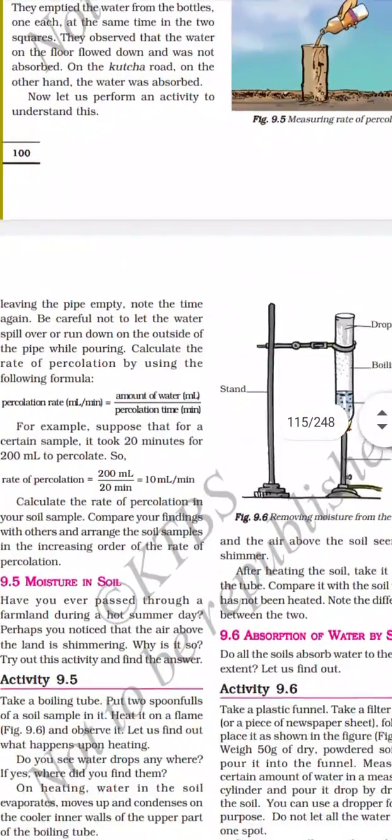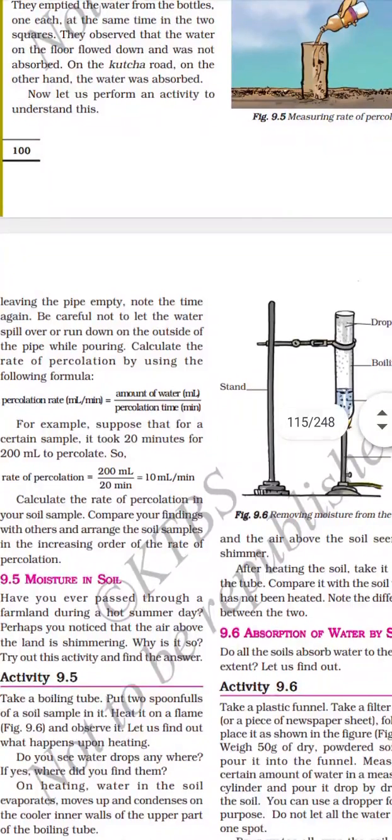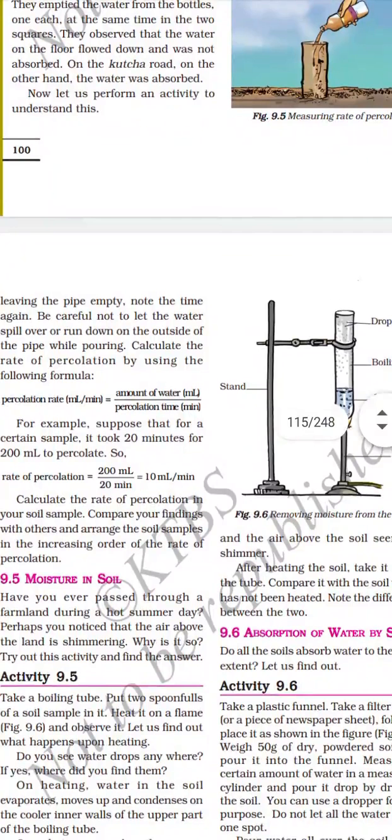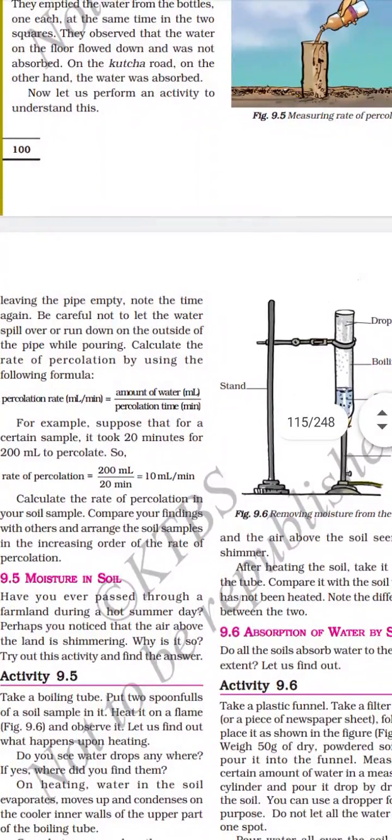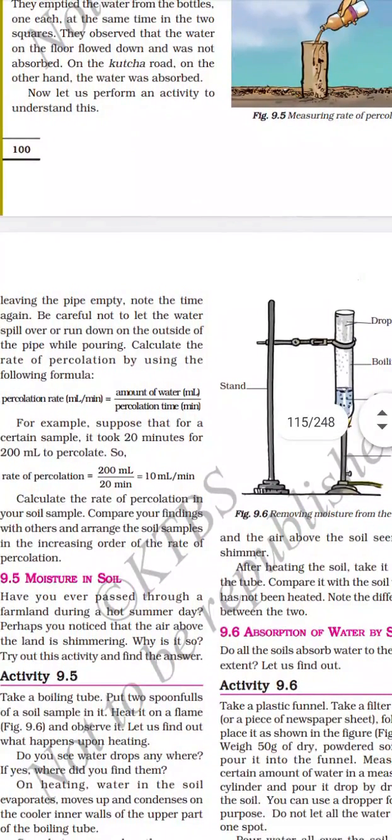How to measure the percolation rate? Percolation rate is the amount of water absorbed divided by the time taken. For example, if 200 ml is absorbed in 20 minutes, then the percolation rate is 10 ml per minute. Percolation is very important. It recharges the underground water.